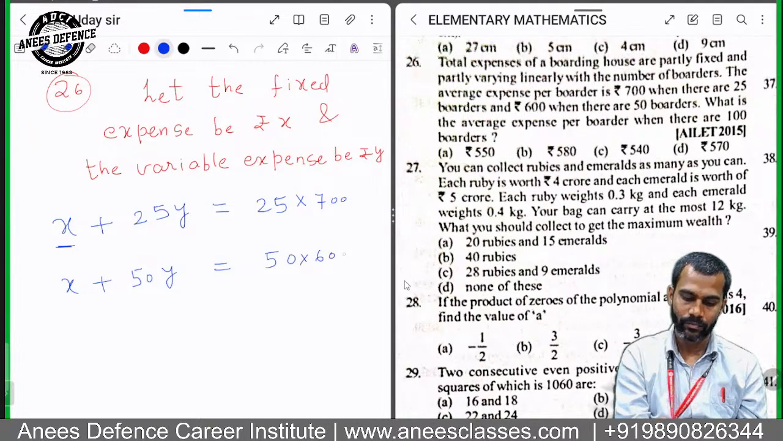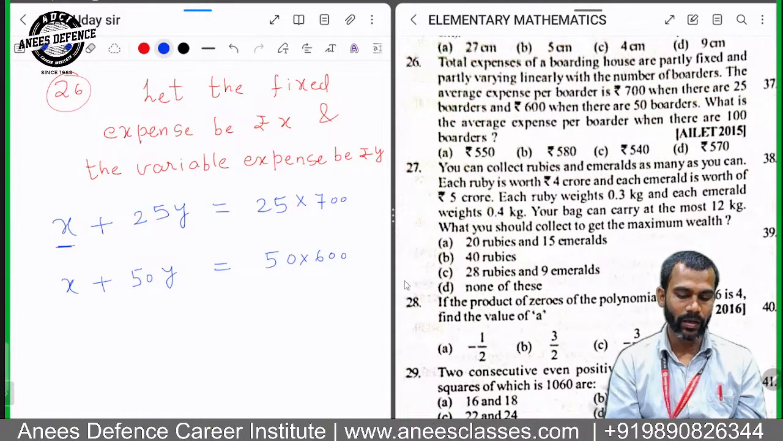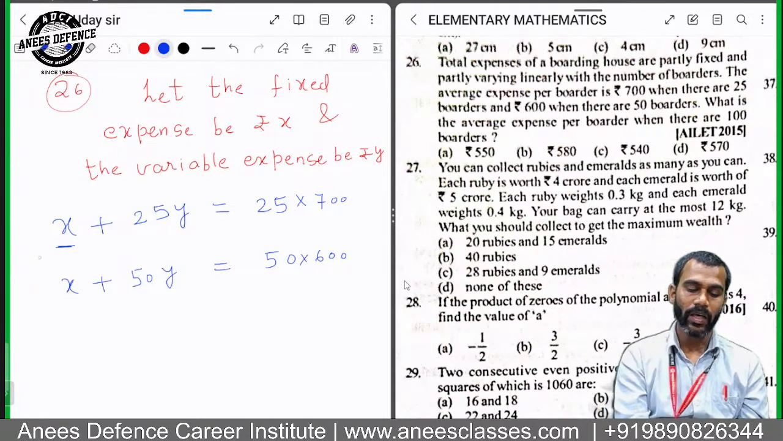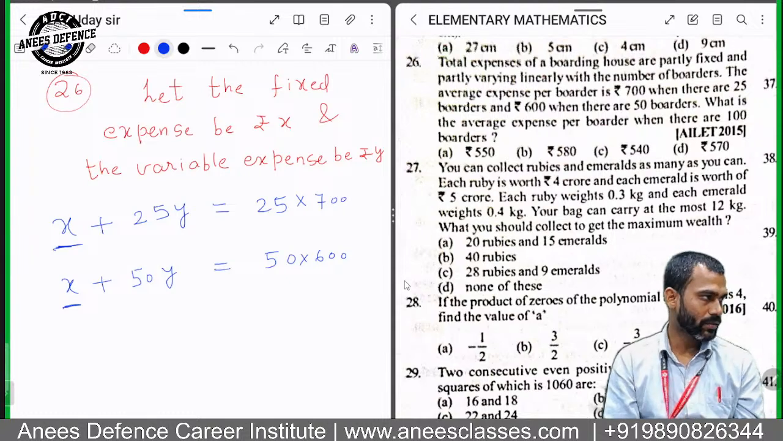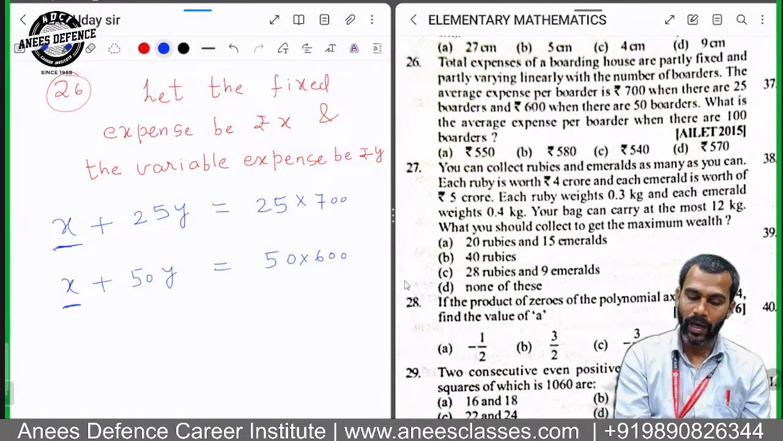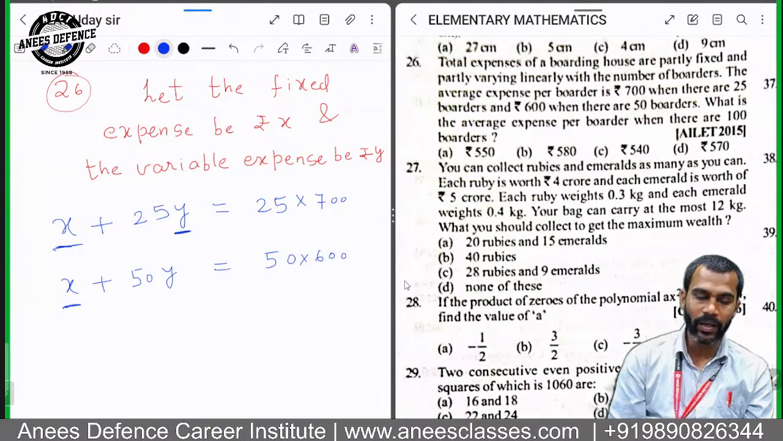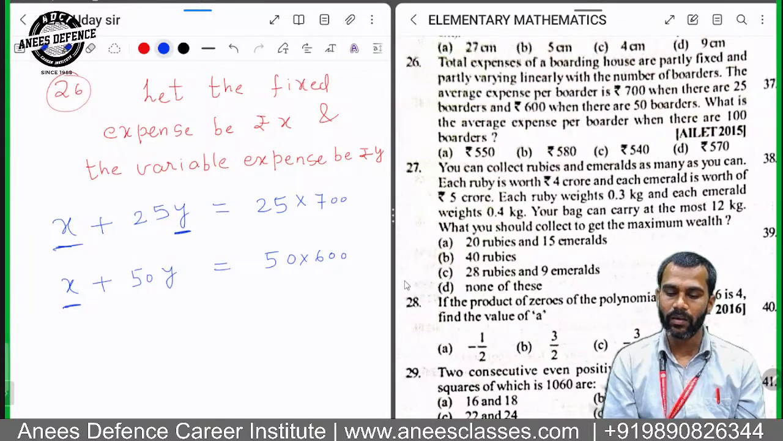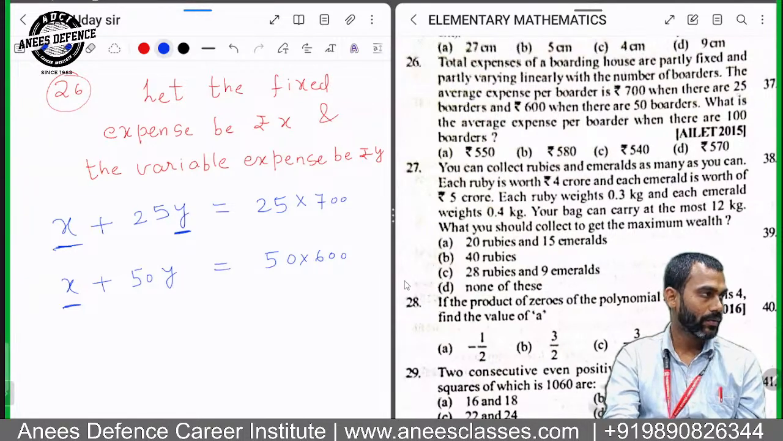Not getting it directly. See, there is a fixed expense that has to be taken always. That fixed amount will be taken, and then the other expense is the variable one, which totally depends upon the number of borders that are there. Yes or no? So in the first condition, if you see, how many borders are there? 25.